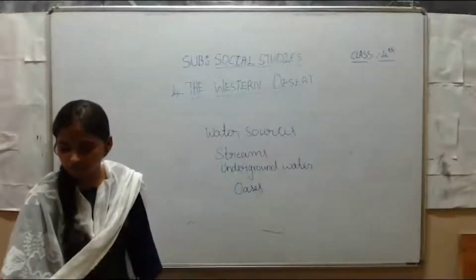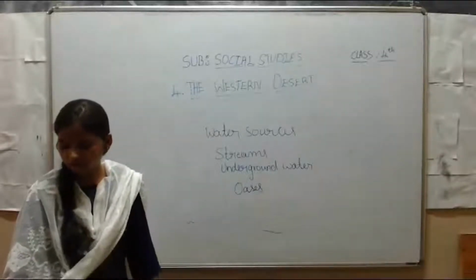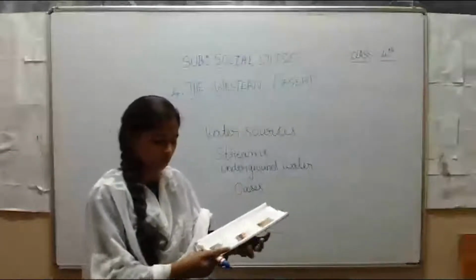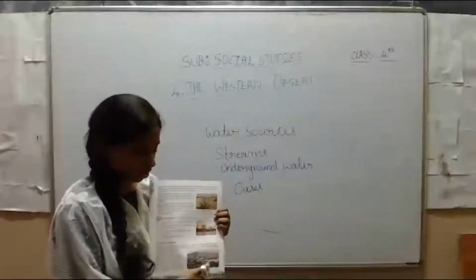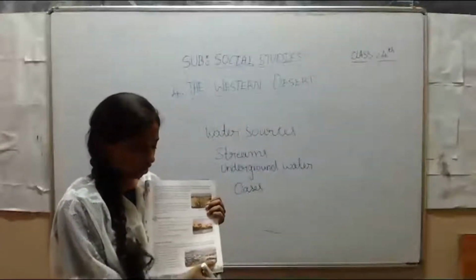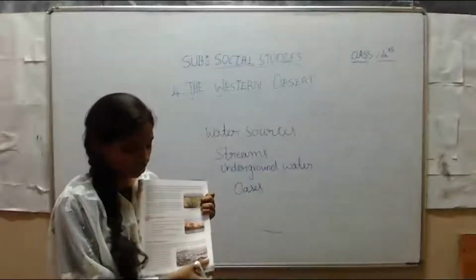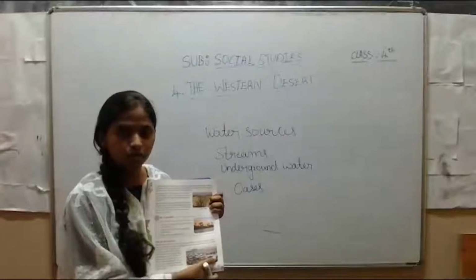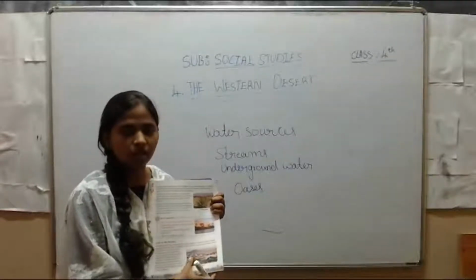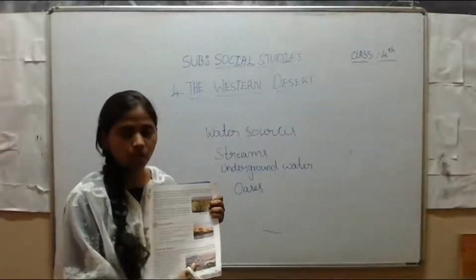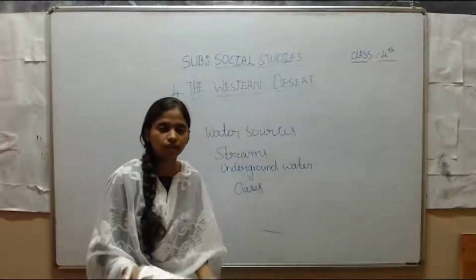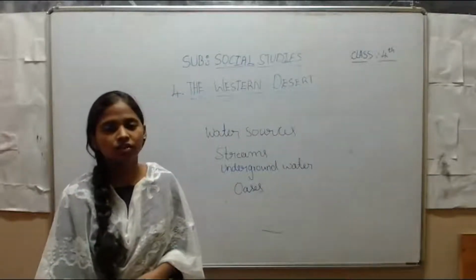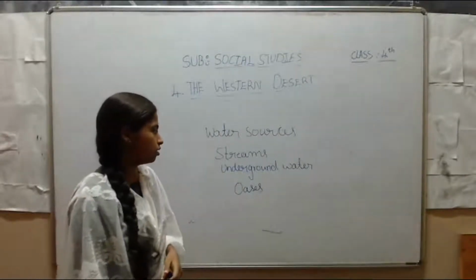So in your page number 31, you can observe the picture here. There is a water source in between, and the city is surrounded by where the water source is. The water source is in the middle, and the city is outside the water source. Only human settlement is seen near the water sources.